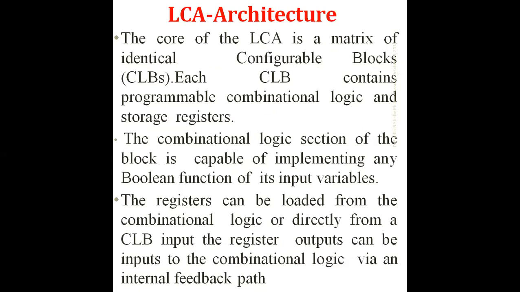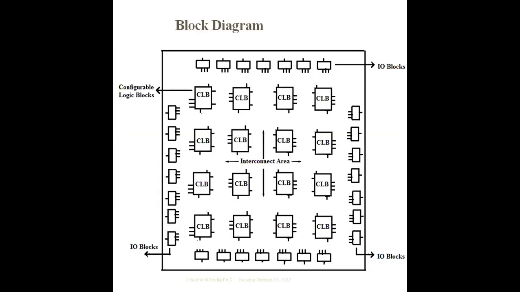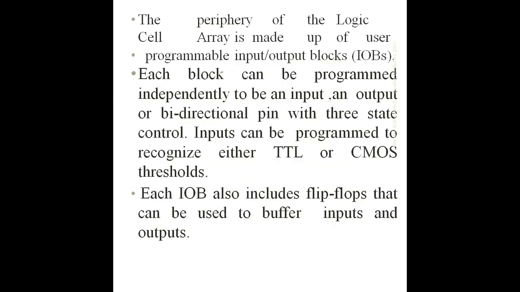In the basic LCA architecture, the core of the LCA is a matrix of identical configurable logic blocks, CLB. Each configurable logic block contains a programmable combinational logic and a storage element. In the CLB, the basic things are combinational logic and the storage element. Now this is the basic block. We can represent FPGA architecture in another way also.